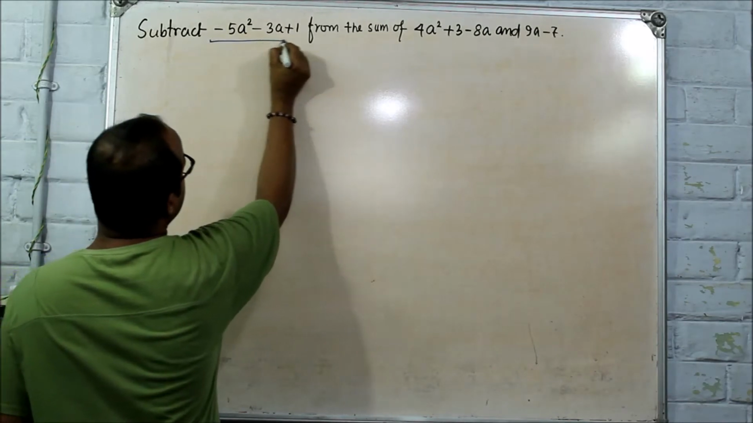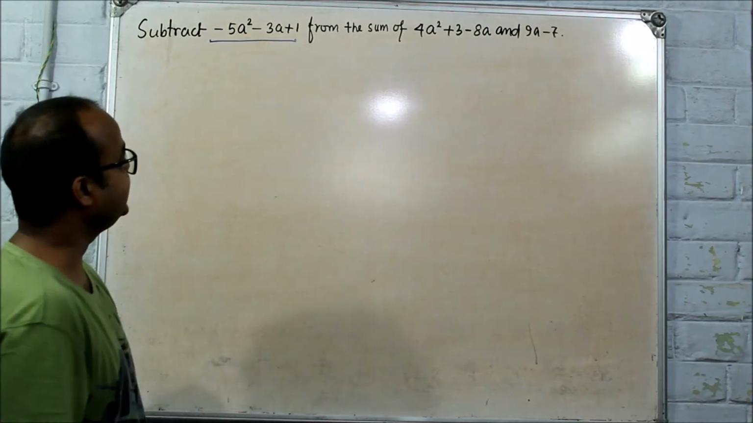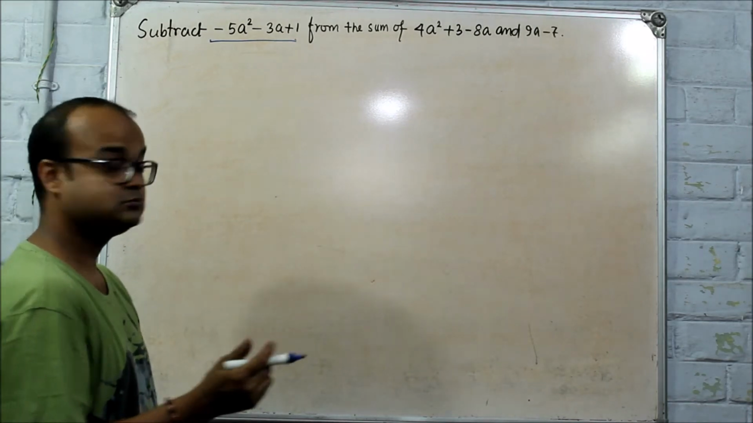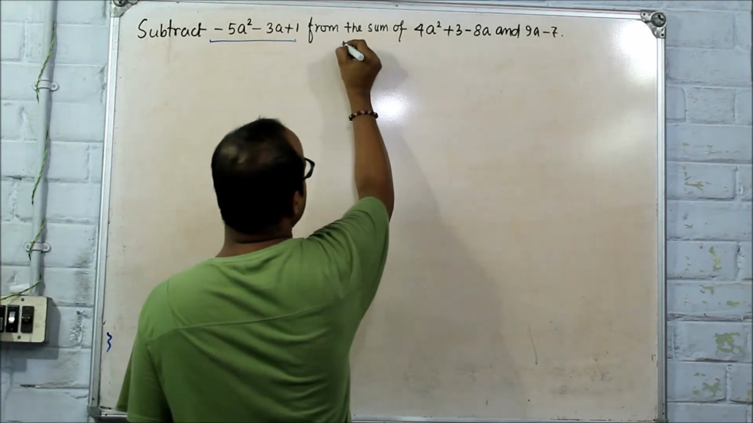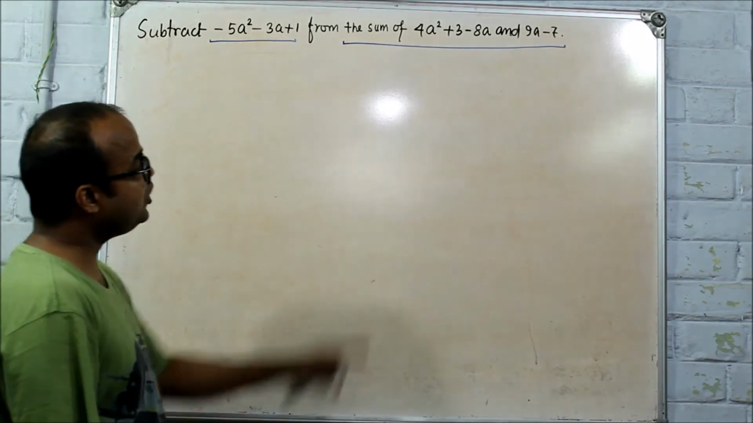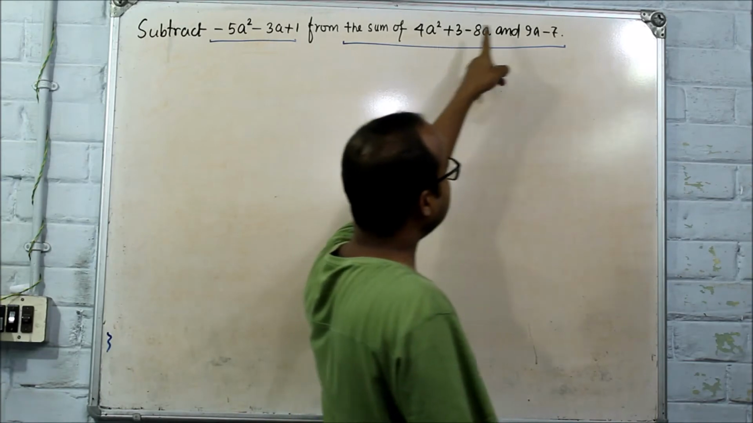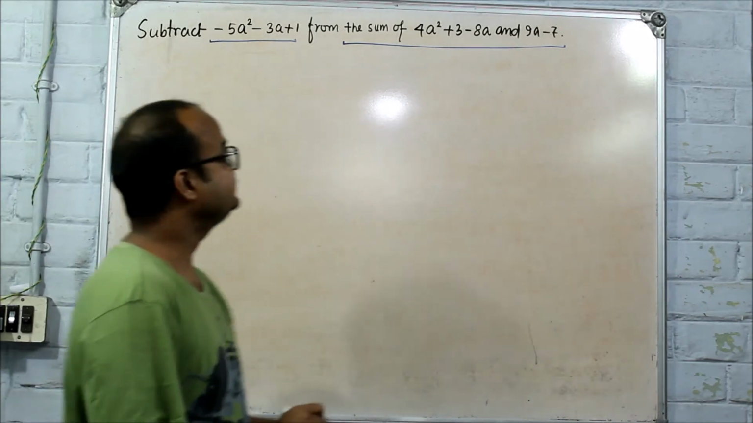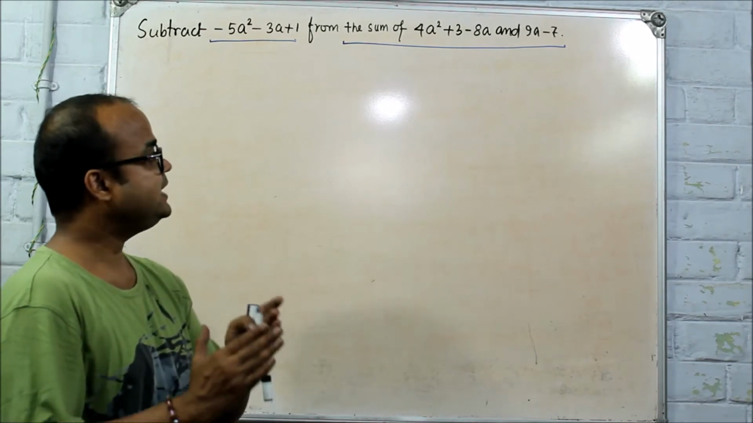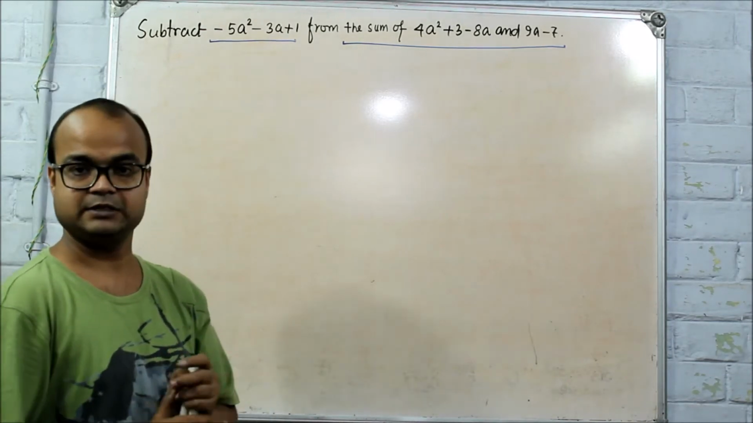Subtract minus 5a square minus 3a plus 1. We need to subtract this from, and I told you the from part will always be the leading term, from the sum of 4a square plus 3 minus 8a and 9a minus 7.